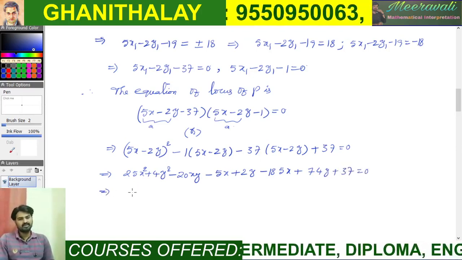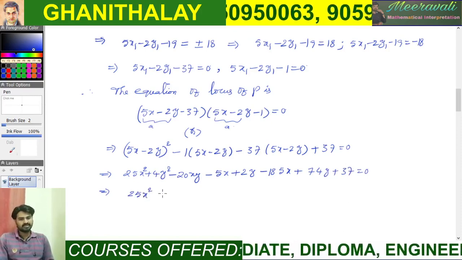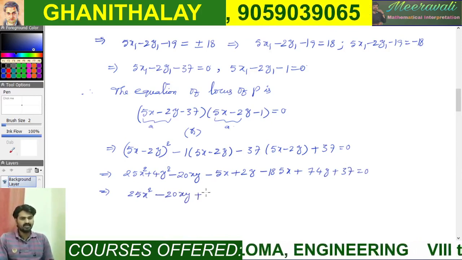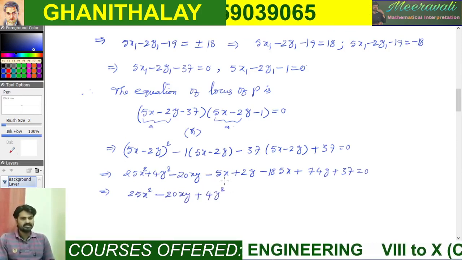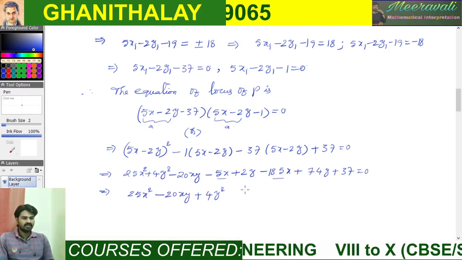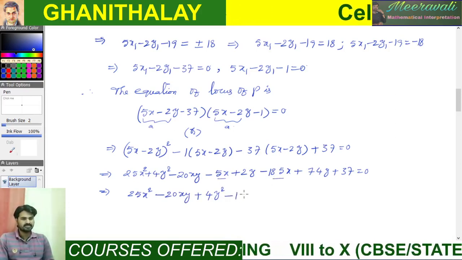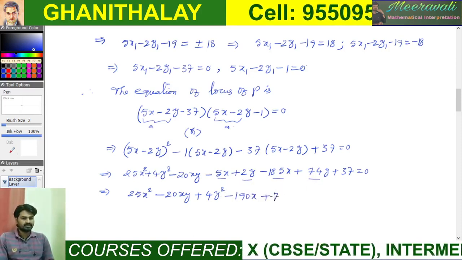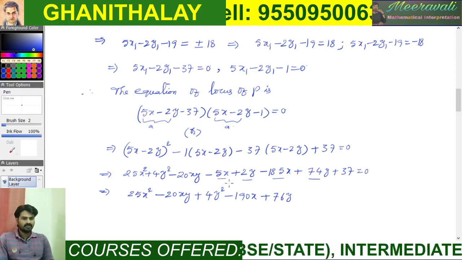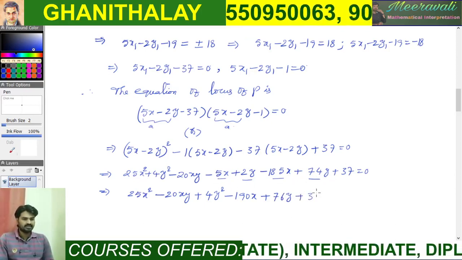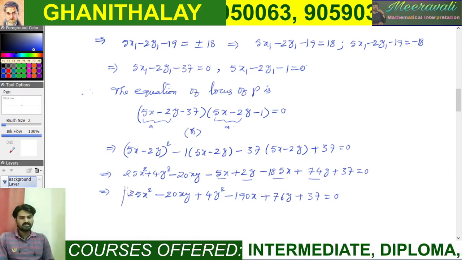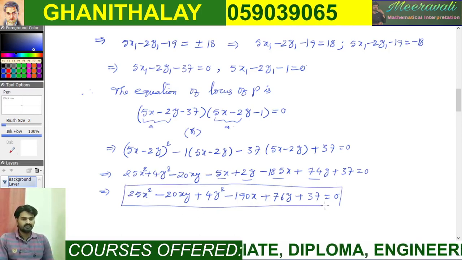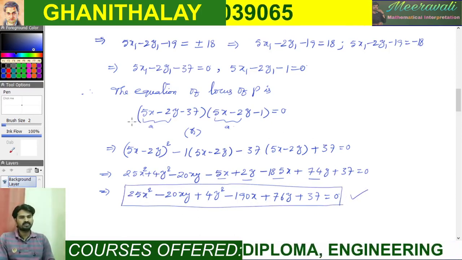Now you can arrange the order. 25x square, next x into y, 20xy, then y square terms, 4y square, next x terms, 5x minus 185x, that is minus 190x, plus 2y plus 74y, 76y, next constant will be plus 37 is equal to 0. This is the equation of the locus of P. Okay, so the final answer should be this one or this one.